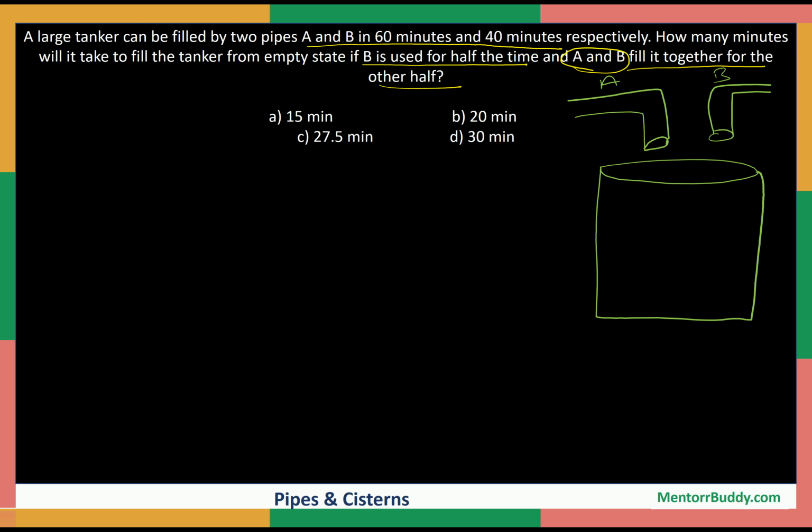So we have a situation in which A can fill the tank. From the first line we can infer that pipes A and B can fill the tank in 60 and 40 minutes. So A can fill the tank in 60 minutes, we can write it like this. B can fill the tank in 40 minutes. First step is to find the efficiency. How to find the efficiency? We need to find the LCM of 60 and 40. The LCM of 60 and 40 is 120, right?